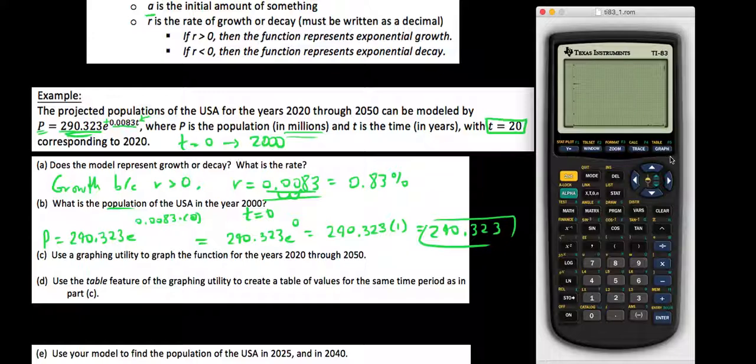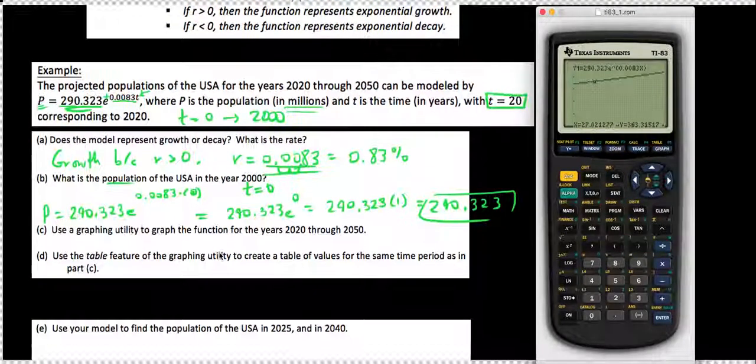So if I hit graph now, what I'm going to see is this growth of my population over time. And to put this into context, I would say here's the year 2020. If we hit trace, and I hit 20, enter, it's going to skip over here and say at the year 2020 you had about 342.75 million people. And then we could scroll along here and say at a given year, approximately what does this model say we will have in millions of people?